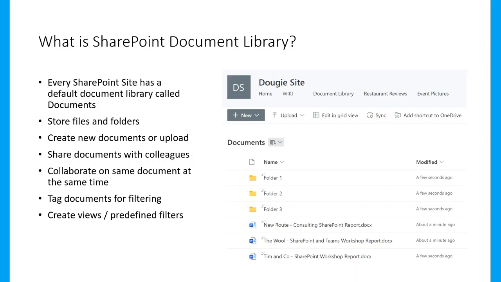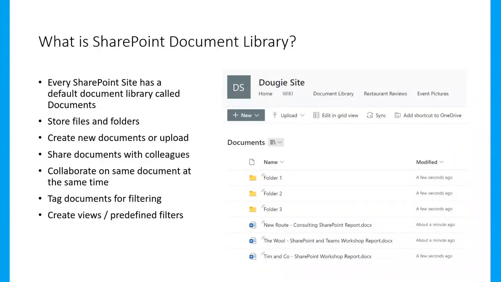You can collaborate on the same document at the same time, which is what we refer to as co-authoring, where multiple people can work at the same time, and you can tag documents for filtering. So we'll be looking today at doing some tags around sensitivity and retention labels, things like that. But you can also add other types of tags for filtering as well. So maybe it's review dates or approval dates, who the owner is of a document, who the contact is for that particular document, that sort of thing.